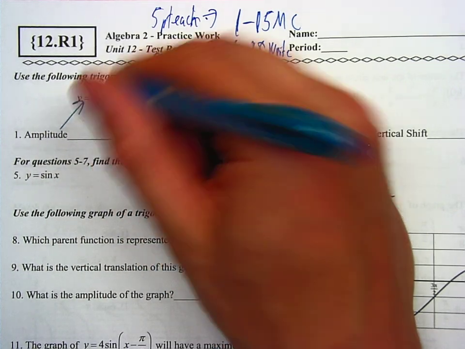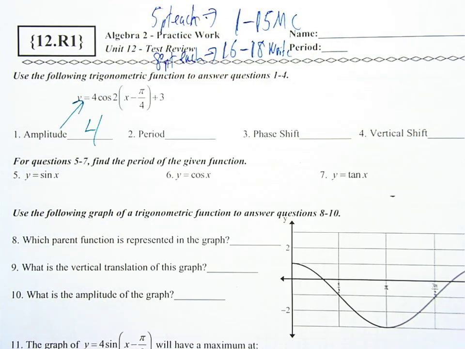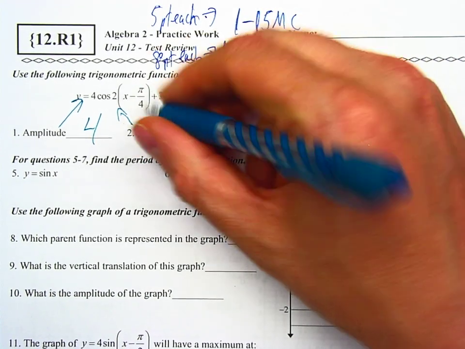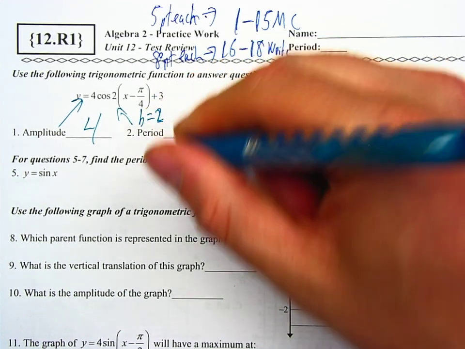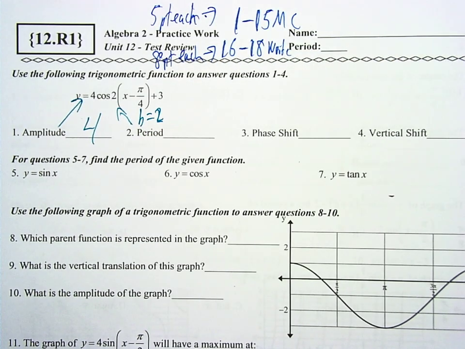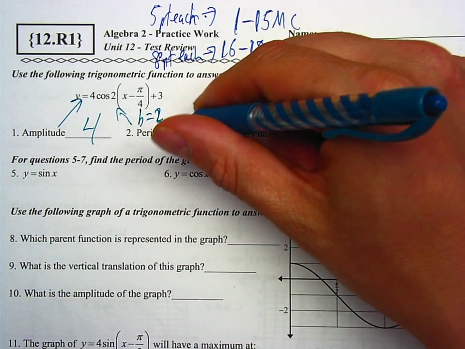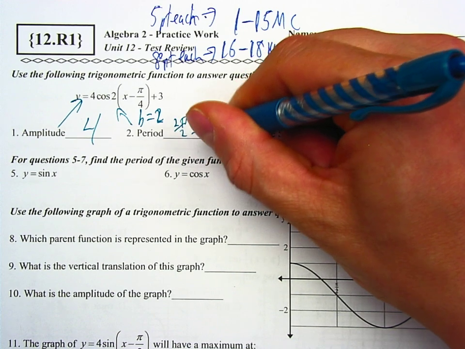A is 4. B is 2. Now B is the period modifier, so the actual period is not equal to 2 here. It's modified by 2. The period for sine and cosine is given by 2 pi divided by b. So my period is 2 pi divided by 2, which is pi.